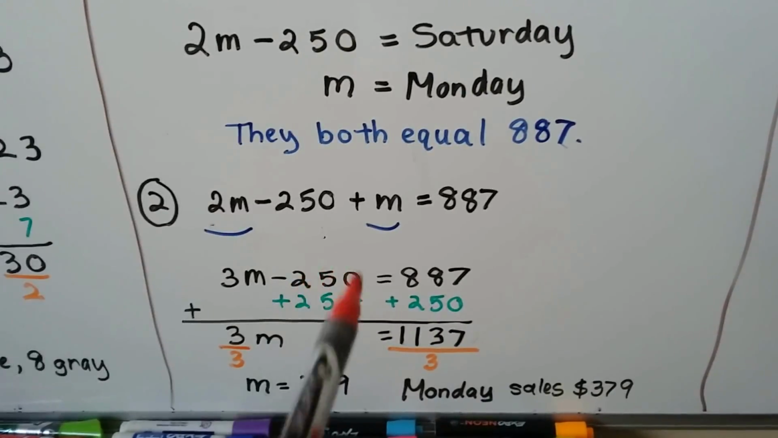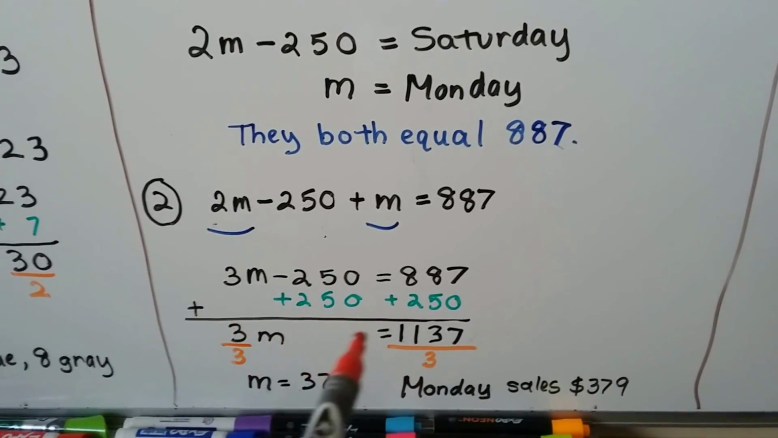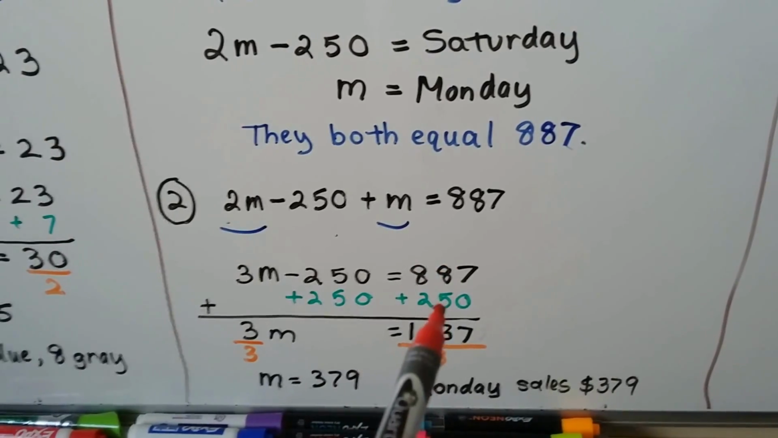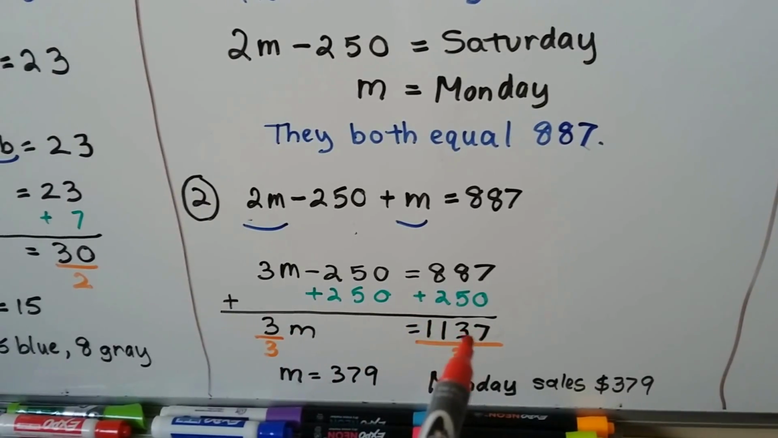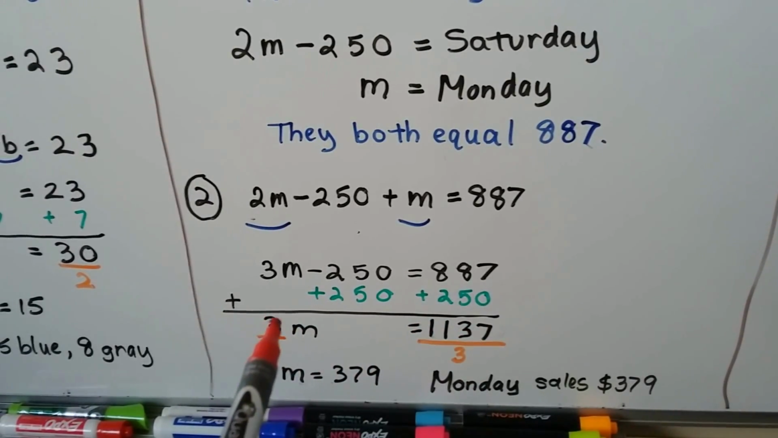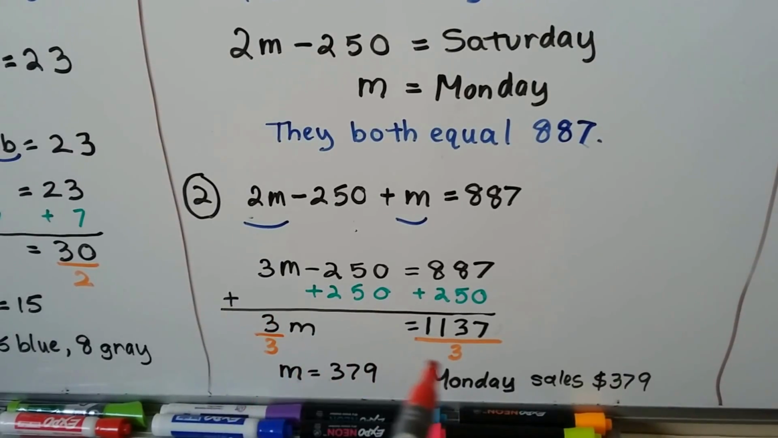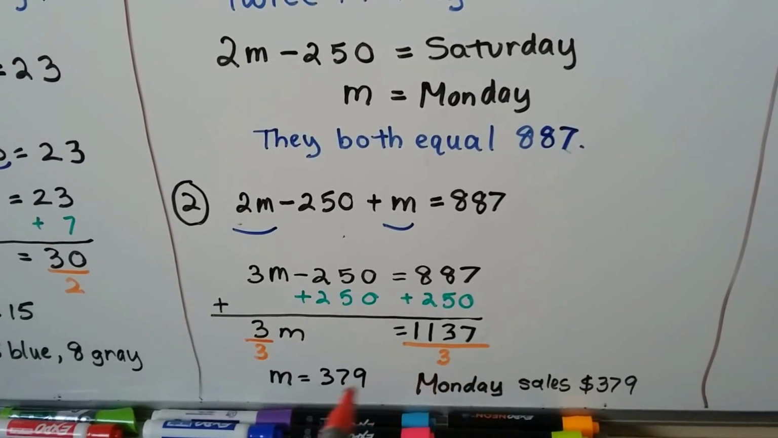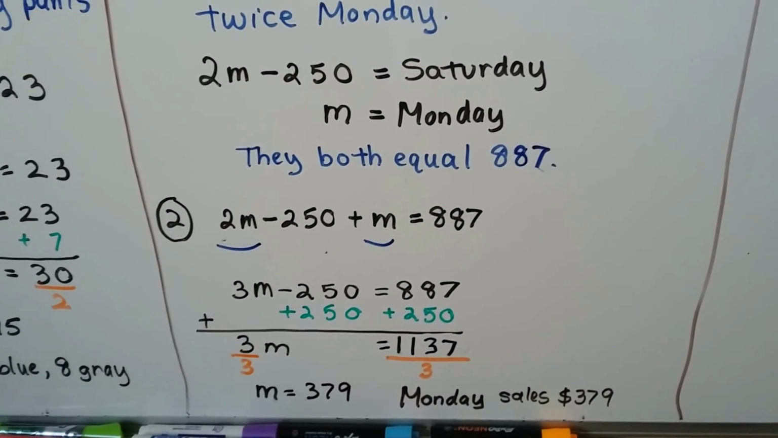Minus 250 plus 250 makes a 0, so we eliminate it. Now we have 3m equals 1,137 because we added those together, see? We divide both sides by this 3 coefficient right here. That creates 1m, and quickly on your calculator, you can do 1137 divided by 3 and get 379. That means Monday's sales were $379.